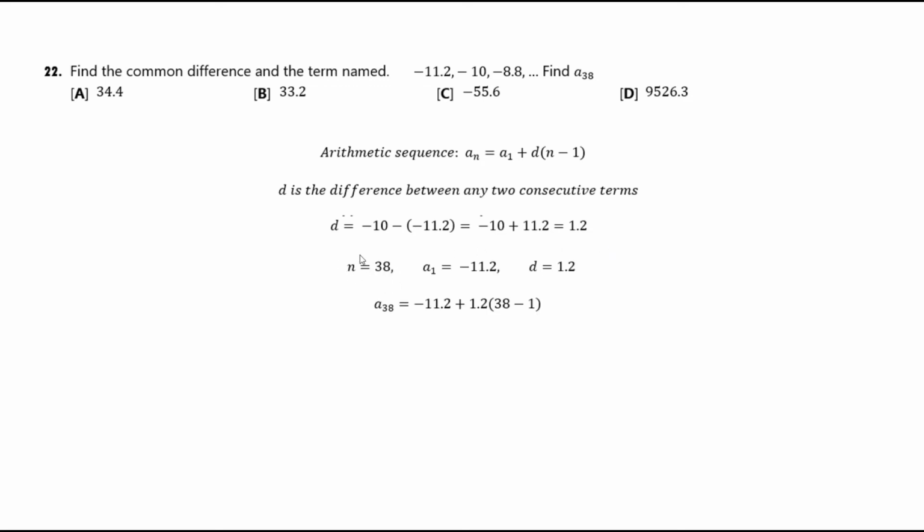Now we said N is 38 because we're looking for the 38th term, A38. A1 is the first term, and D is the common difference that we found earlier. We can go ahead and plug those into the formula and do the math. And that gives us that A38 is 33.2.